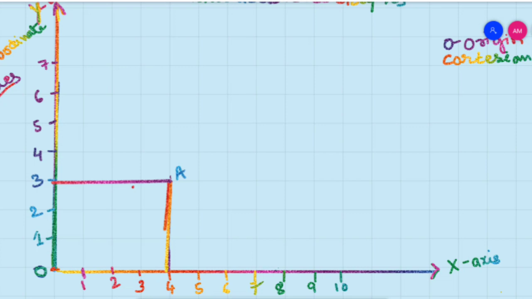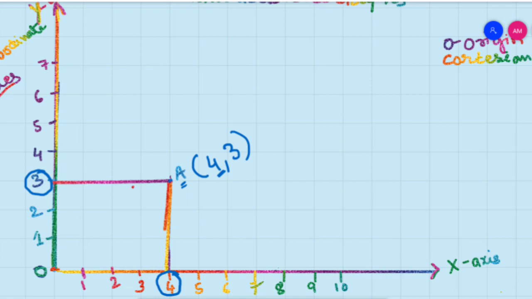Where is it coming? See, first you see on the x-axis. So on the x-axis it is coming on 4. So your first point is 4. On y-axis it is coming on 3. So your second point is 3. Always you represent the first point which is on the x-axis and the second point which is on the y-axis. So you can say that the point A has coordinates 4 and 3.